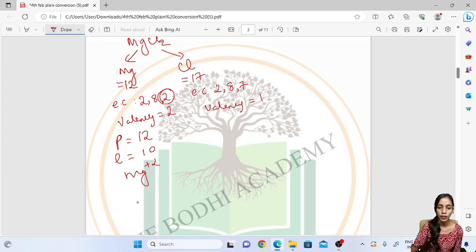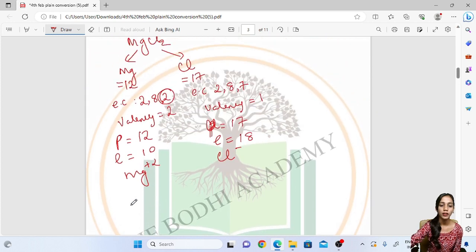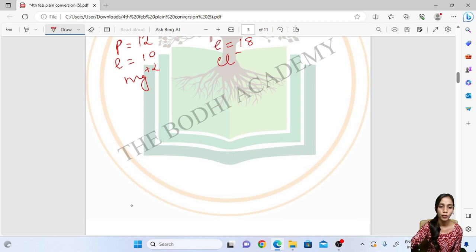In case of chlorine, it will gain an electron. The protons in the chlorine are already 17. Electrons after gaining one electron will turn into 18. So chlorine will gain a negative charge, a minus charge. Now we represent this compound in the form of a dot structure.